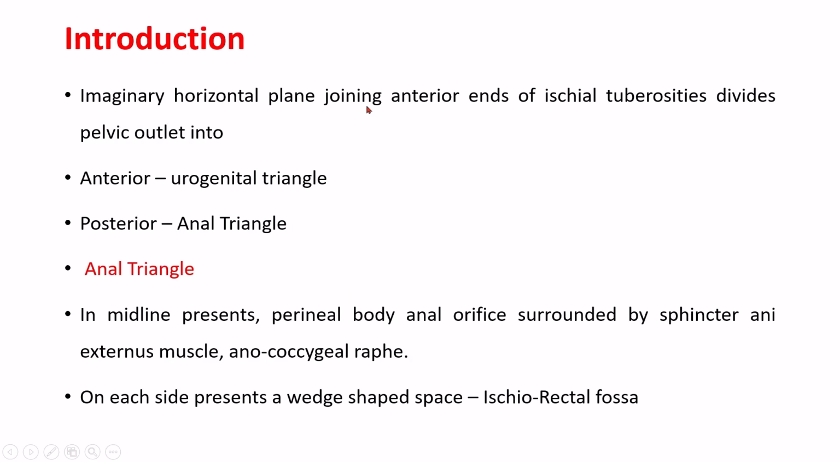An imaginary horizontal plane joining the anterior ends of the ischial tuberosities divides the pelvic outlet into an anterior urogenital triangle and a posterior anal triangle. The urogenital triangle has been completed in the earlier session. Now, we'll be dealing with the anal triangle. In the midline, the anal triangle presents the perineal body and the anal orifice, which is surrounded by the sphincter ani externus muscle and the anococcygeal raphe. On each side is a wedge-shaped space, the ischiorectal fossa.